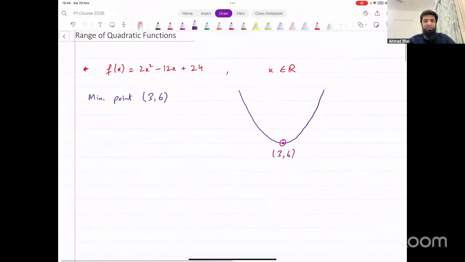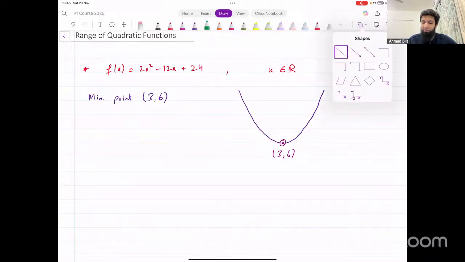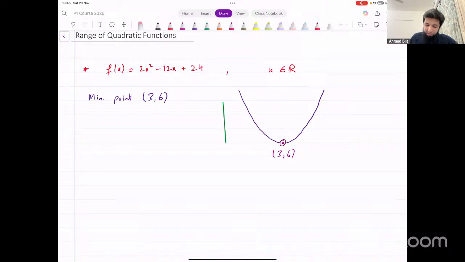So what's the range of the function? Range is the set of values of y that this function can have. So vertically, what is the highest point? What is the lowest point? You can see the lowest point of this graph is 6. You can be anywhere above that. So you would say the range of this function is y greater than or equal to 6.